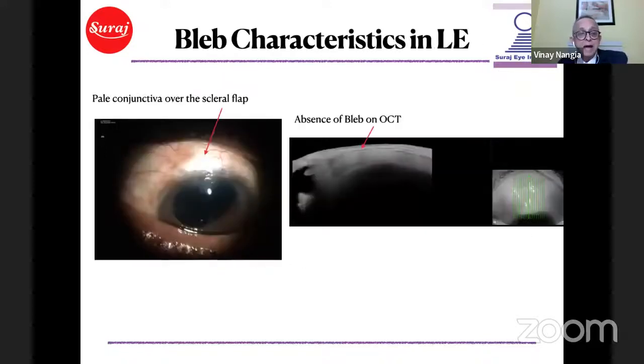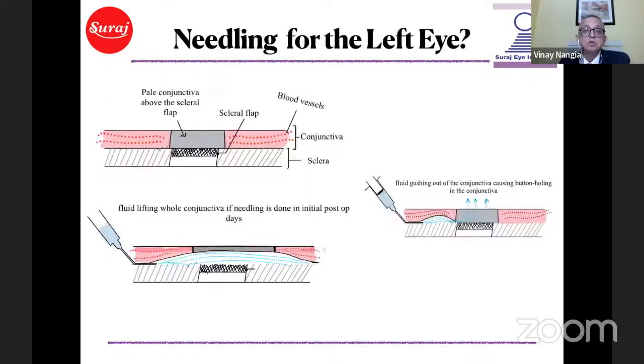And this is the left eye. So what we have is the pale conjunctiva over the scleral flap, and that's because of the mitomycin. And you can see that the anterior segment shows you this complete absence of bleb on the OCT, and that goes with the clinical appearance actually.